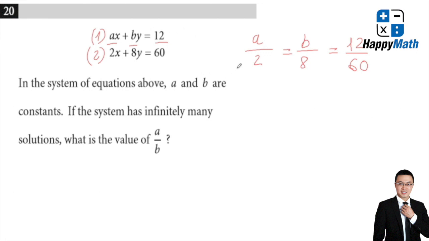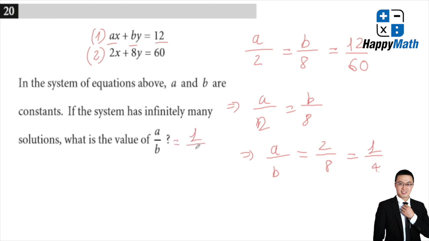Okay, so based on the first equation, I can change the position. a divided by b equals 2 divided by 8. So here is 1 over 4, and a over b will become 1 over 4. And here is the final answer.